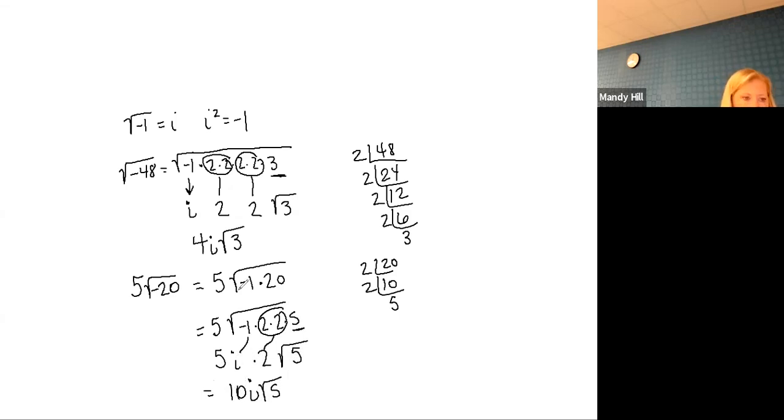Right, so the square root of -1 is i, and i squared is -1. That's going to be very important that you remember that. These are complex numbers, and this is what 7.3 is going over.